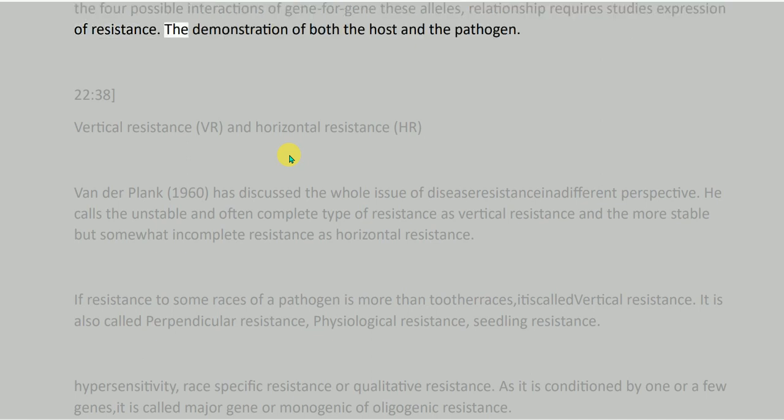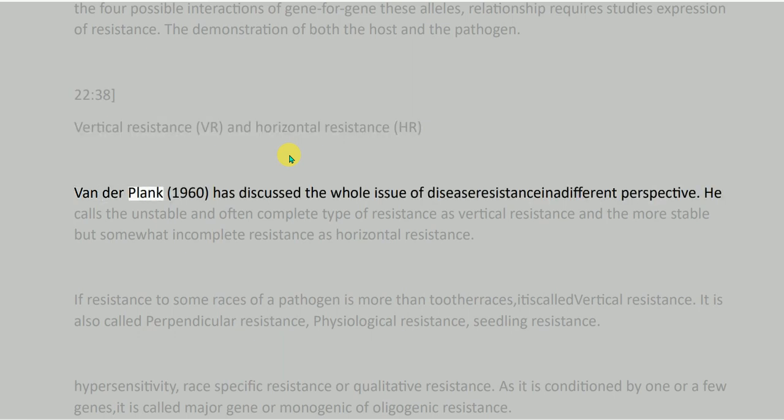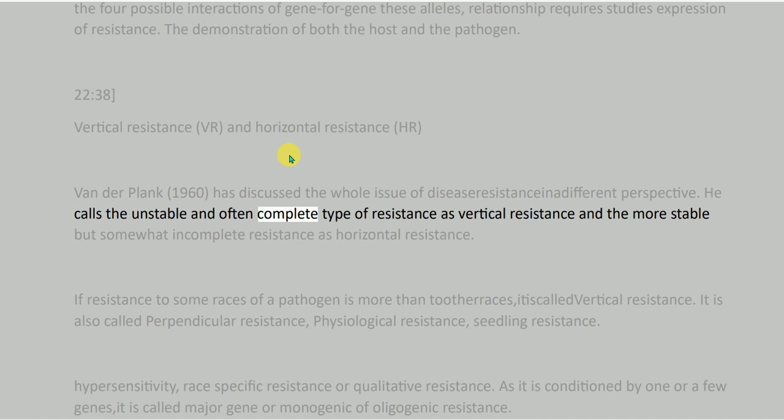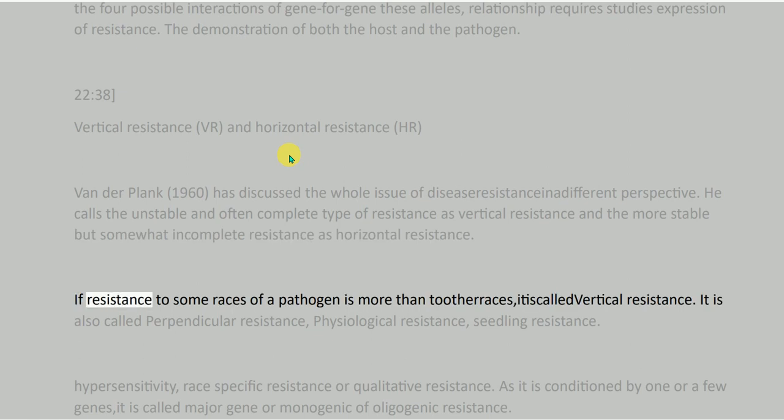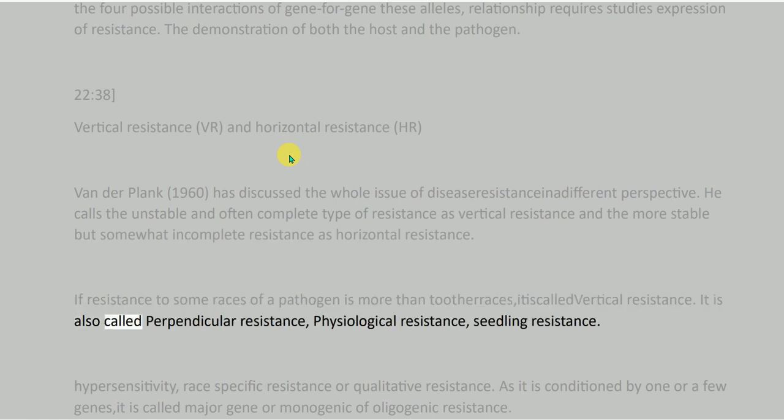Vertical resistance, VR, and horizontal resistance, HR. Van der Plank, 1960, has discussed the whole issue of disease resistance from a different perspective. He calls the unstable and often complete type of resistance vertical resistance, and the more stable but somewhat incomplete resistance horizontal resistance. If resistance is to some races of a pathogen but not to others, it is called vertical resistance. It is also called perpendicular resistance, physiological resistance, seedling resistance, hypersensitivity, race-specific resistance or qualitative resistance.